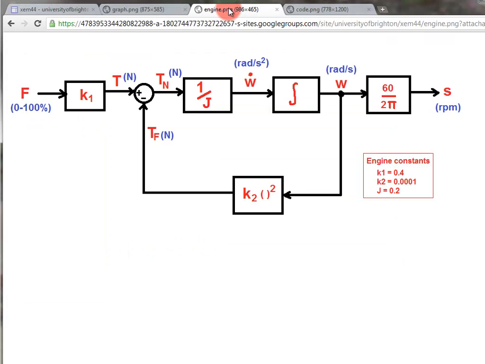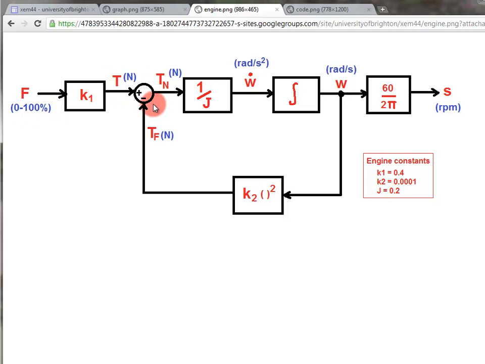The engine being modelled is shown in this system diagram. It's very, very simple. We have fuel variable F shown on the left hand side, which can be between 0 and 100%. The fuel then is burnt and produces a torque in the engine. So K1 is really the combustion process, simplified to just be a constant. So the torque is proportional to the actual fuel percentage. So 100% fuel will give you maximum torque.